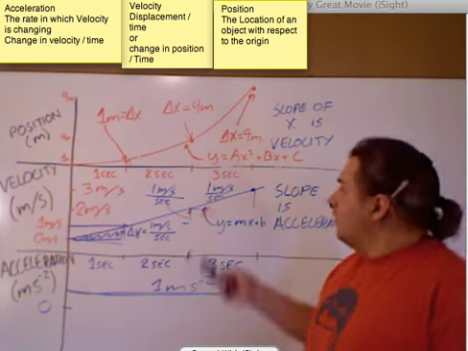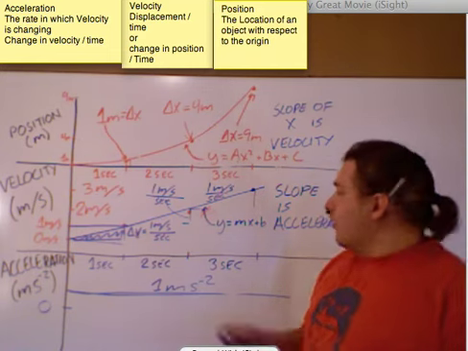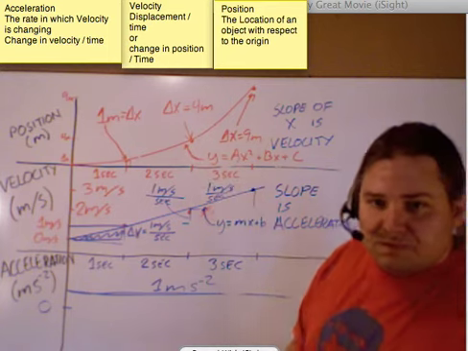Okay? So position, velocity, acceleration for an object falling down an incline. Okay? Thank you.